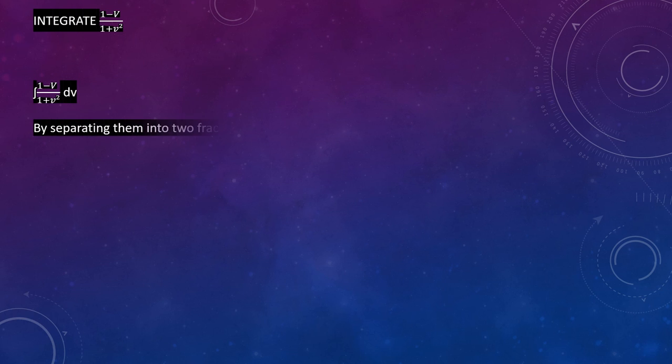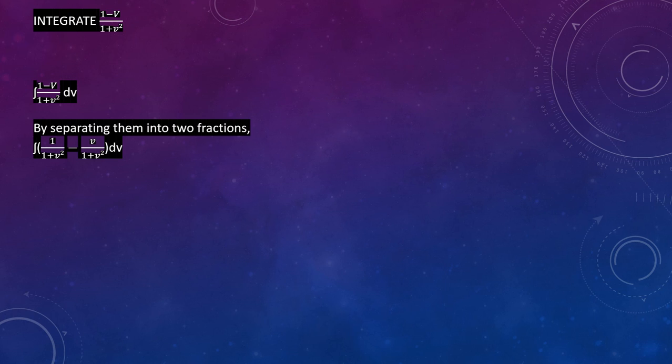So in this video we integrate (1 - v) over (1 + v squared). Here we separate the numerators first, as in we'll separate 1 from v, so we can easily rewrite it. By separating them into two fractions, I would have 1 over (1 + v squared) minus v over (1 + v squared). Finding the LCM of these would give you the same thing back, so I'm not changing anything, I'm just making my work far easier.